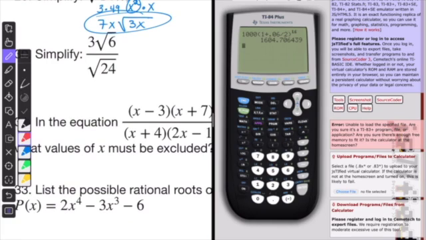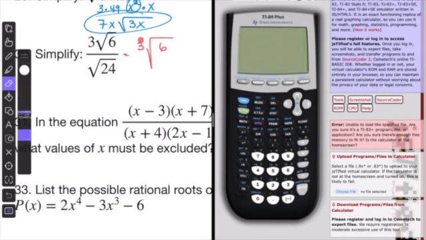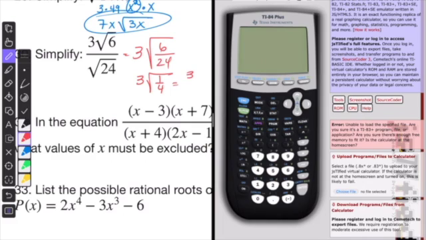Number 30, I think I would do this. That root 6 over 24, I'm going to write this 3 a little bit better. I'm just going to trap those underneath the same radical. So 6 over 24 just simplifies to 1/4, and that's just 1 over 2. So this is 3 times 1 over 2, which is 3 over 2.